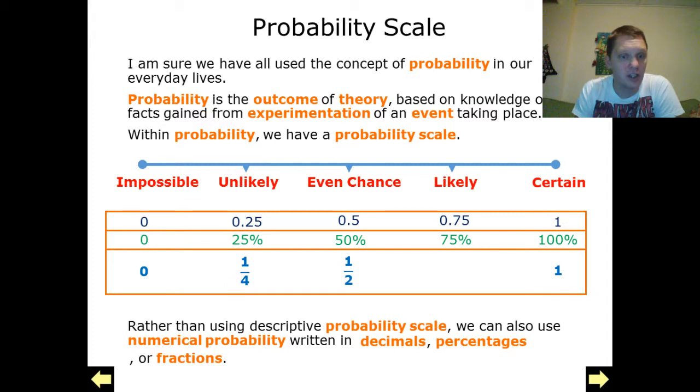Unlikely, we've got a quarter, which is half of a half. And underneath likely, we've got 3/4, which is halfway between a half and a 1. Or if we add our half plus a quarter, that gives us our 3/4. And that is our numerical probability scale and our descriptive probability scale.